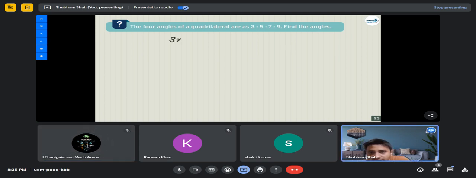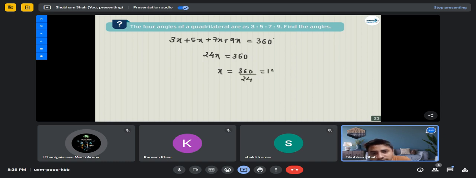Very good. Let the angles be in the ratio of x. So 3x plus 5x plus 7x plus 9x equals 360. How much x are there? Tell me the sum. 7 plus 3, 10. 9 plus 5, 14. So 24x equals 360. So the value of x is 360 by 24. It is going to come 15.